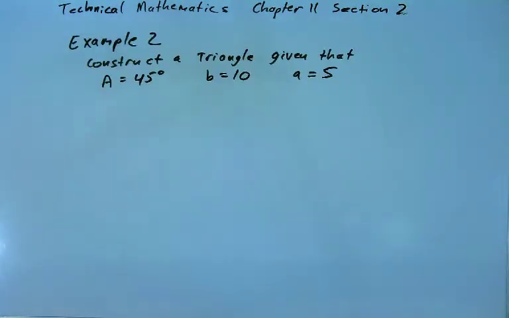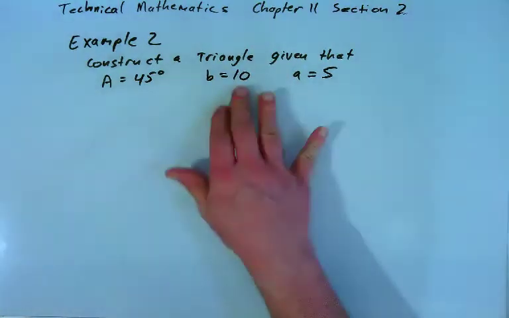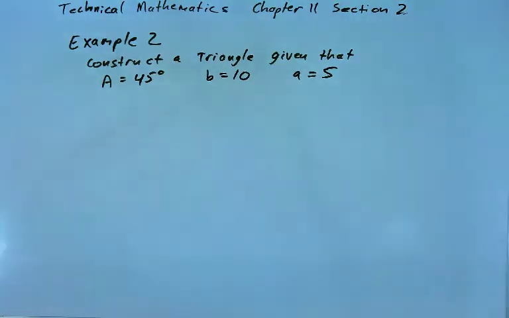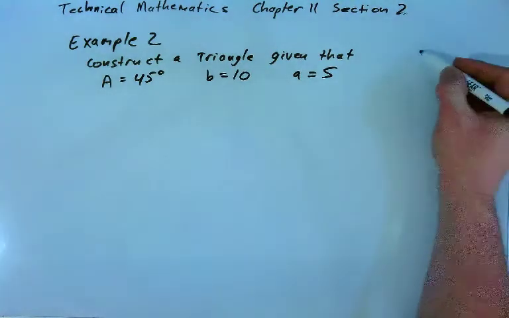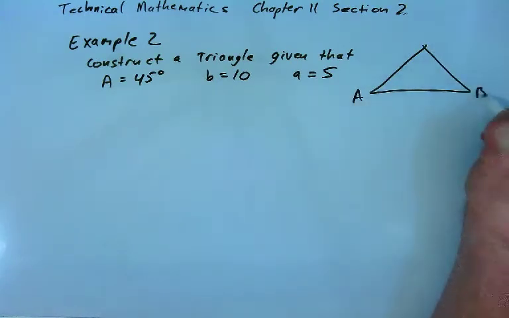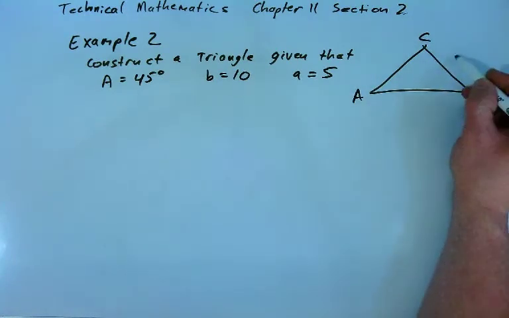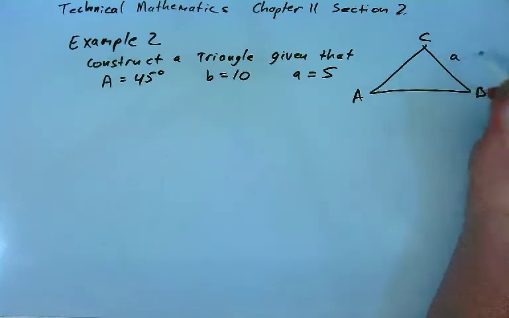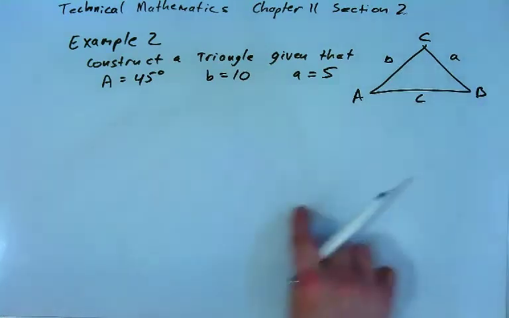This is example 2. It says construct a triangle given that angle A is 45 degrees, side B is 10, and A is 5. Again, no units on these numbers. They could be feet or meters or whatever. And so again, we have a standard layout for our triangle where this is angle A, angle B, and angle C. And then the sides opposite these angles are A, B, and C.